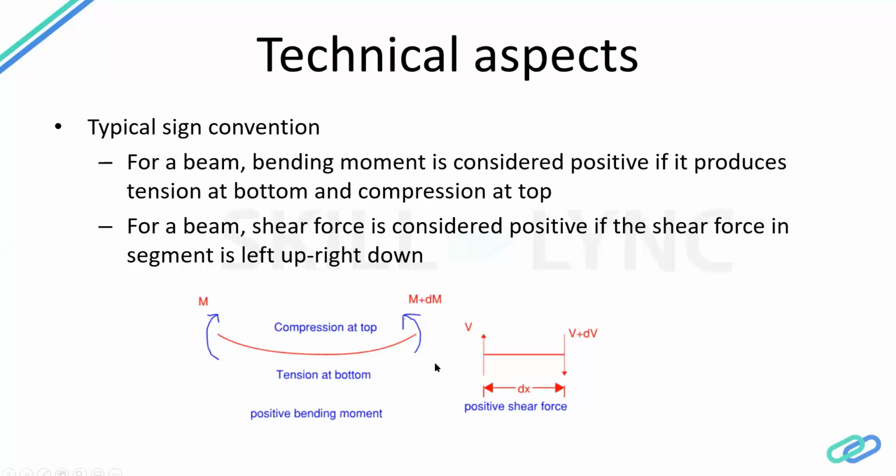And then if you consider the shear force, in that case, if there's a beam section of elemental length dx, and you have a left up, right down type of shear force being realized in the beam, that's more like a positive shear force. So that's the sign convention that typically is used. This could vary from software to software and things like that, but we can always set it based on whatever we want to. So that was the sign convention that's typically used.